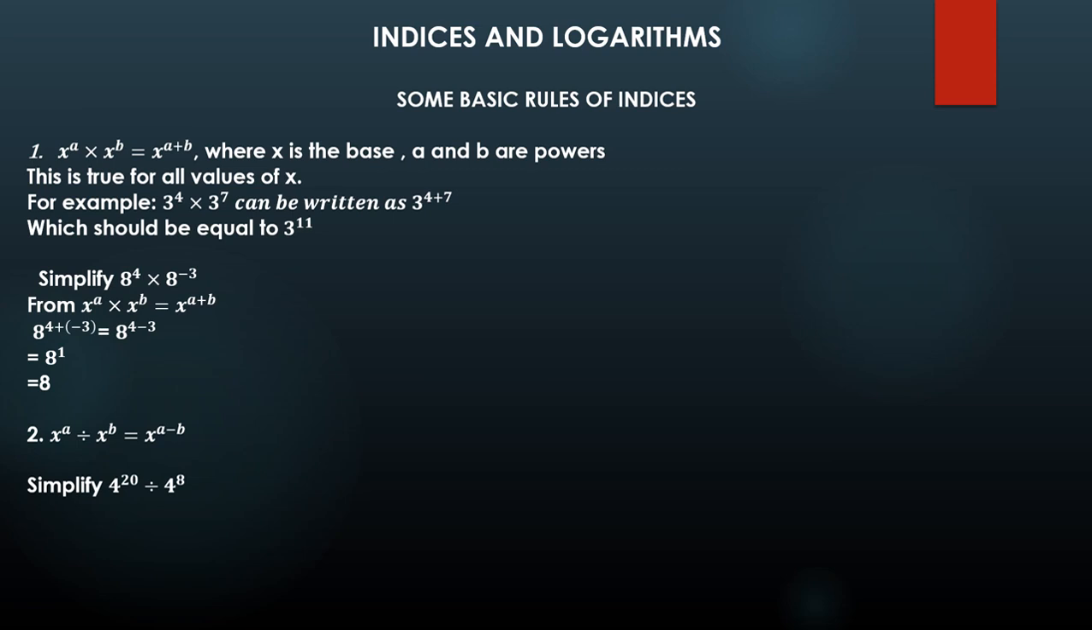Let's go through another example to understand this better. Simplify 4 raised by 20 divided by 4 raised by 8. Here we have 4 as the base, so we can easily subtract 8 from 20, as in 20 minus 8, to give us a single value. So I'll have 4 raised by 20 minus 8, and that should give me 4 raised by 12. That's as simple as that.